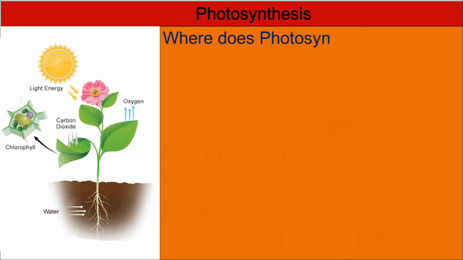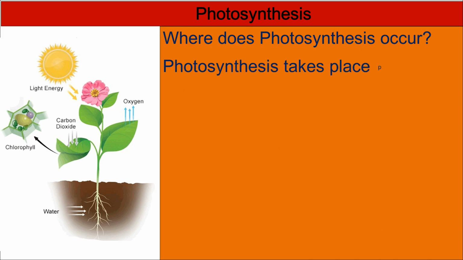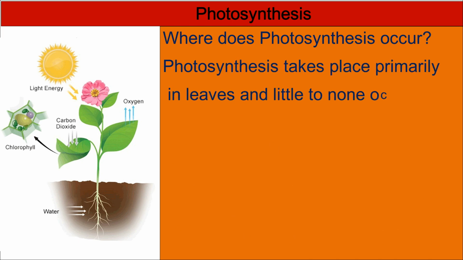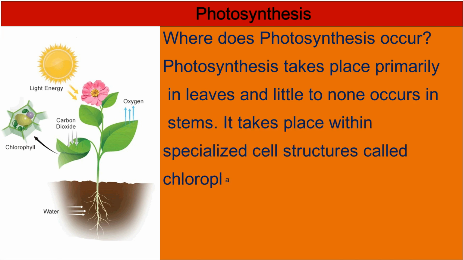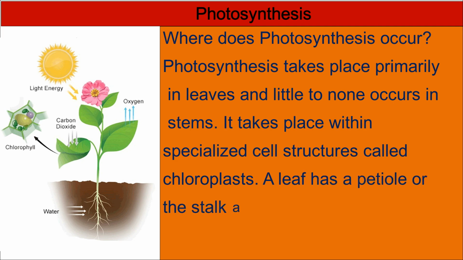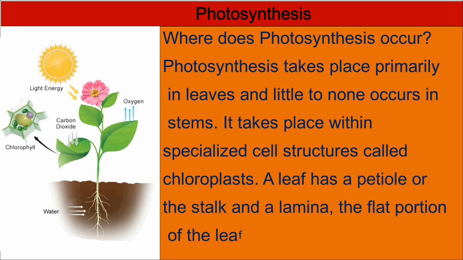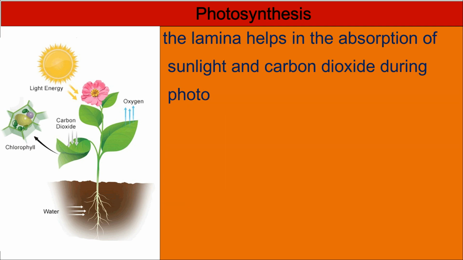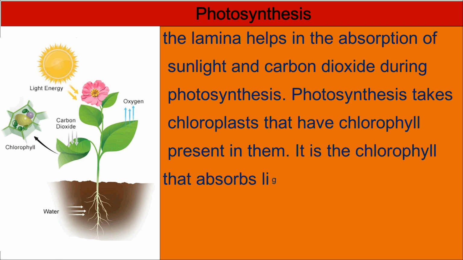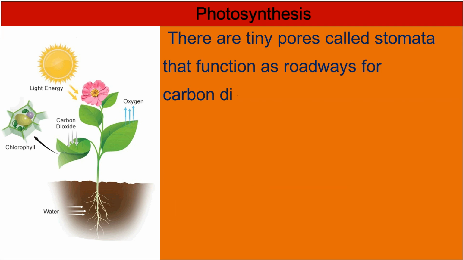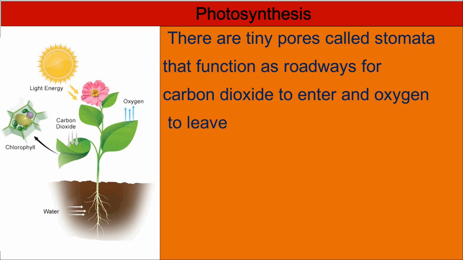Where does photosynthesis occur? Photosynthesis takes place primarily in leaves and little to none occurs in stems. It takes place within specialized cell structures called chloroplasts. A leaf has a petiole or the stalk and a lamina, the flat portion of the leaf. As its area is broad, the lamina helps in the absorption of sunlight and carbon dioxide during photosynthesis. Photosynthesis takes place in the chloroplasts that have chlorophyll present in them. It is the chlorophyll that absorbs light energy from the sun. There are tiny pores called stomata that function as roadways for carbon dioxide to enter and oxygen to leave the plant.